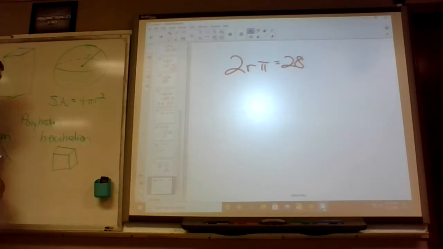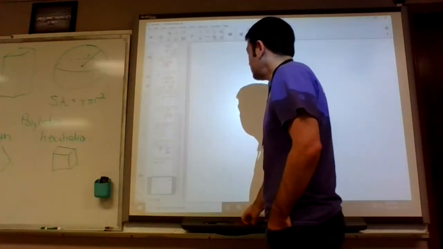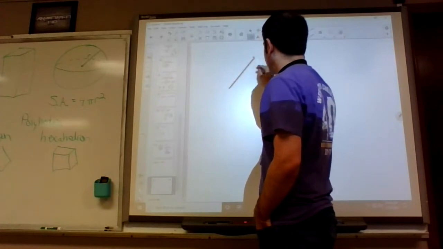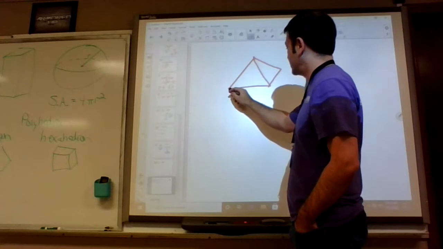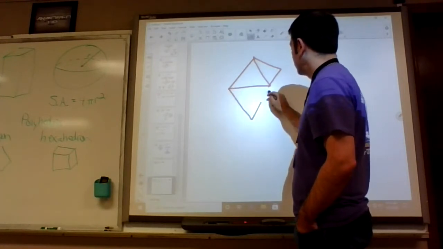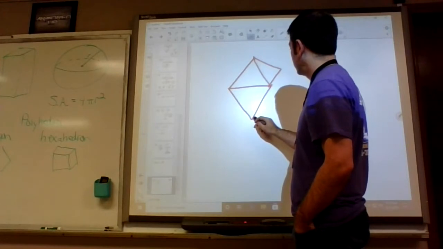The octahedron, what did octa mean? 8 sides. So if you look at the octahedron, it's 2 pyramids stacked on top of each other. I don't know, can I draw it right? No. That's not right, is it?